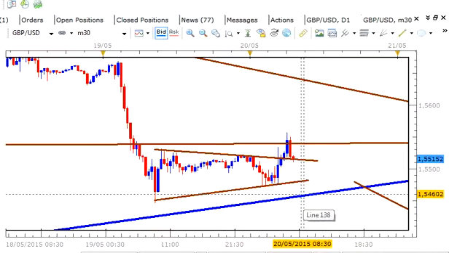So that's the situation on the pound right now. So let's wait over the next few days, and hopefully there will be trading opportunities for us.